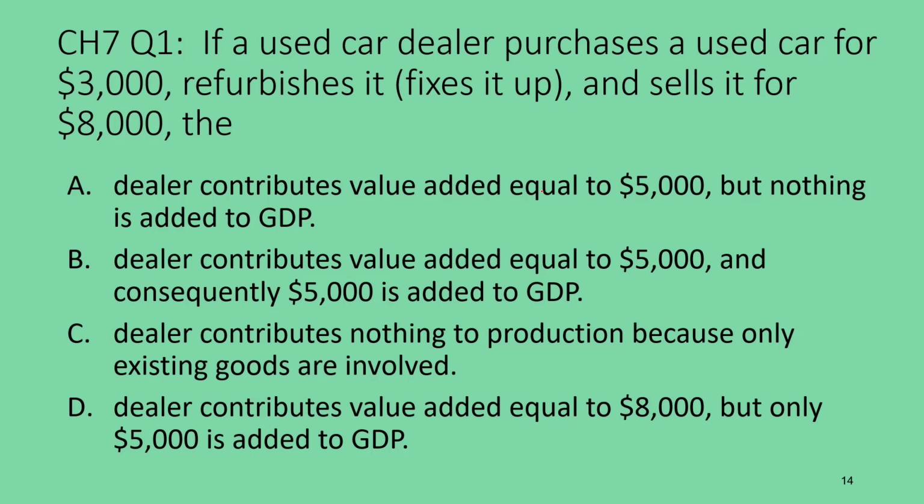So again, this is where you've got to focus on production and not selling price. And we'll talk about what gets added during this period. If they purchase a used car for $3,000, well, the value of that car was already included into a previous year's GDP. And then they fix it up or add some value to it so that they can sell it for $8,000. Then the answer is D, the dealer contributes value added equal to $8,000, and therefore only the $5,000 is added to GDP. So even though they sold it for $8,000, it's only the $5,000 that's being added in value for this particular period that gets included into this period's GDP. So D is the answer you are looking for on this one.